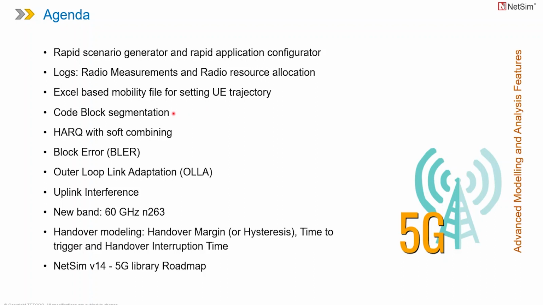Moving on to the more technical aspects, we will discuss code block segmentation, which is an important 5-layer abstraction to model 5G data transmission in NetSim. We will then look at how NetSim simulates hybrid automatic repeat request or HARQ with soft combining, an error correction technique used in 5G. We then delve into NetSim's block error rate, that is BLER, and outer loop link adaptation or OLLA. Next up, we look at NetSim's uplink interference model. Then we'll talk about a new band, the 60 GHz N263 band, a new addition to NetSim.